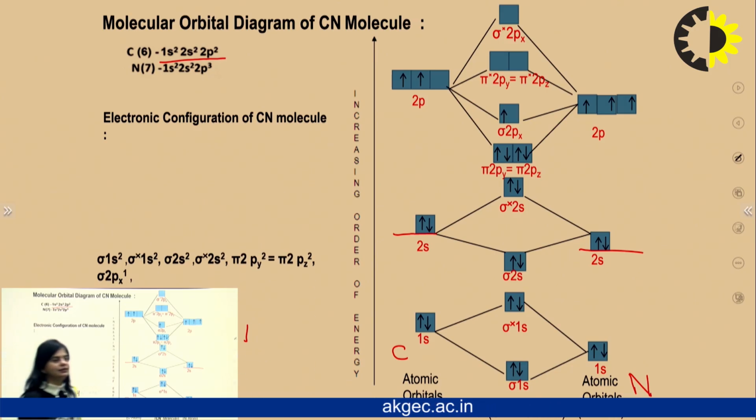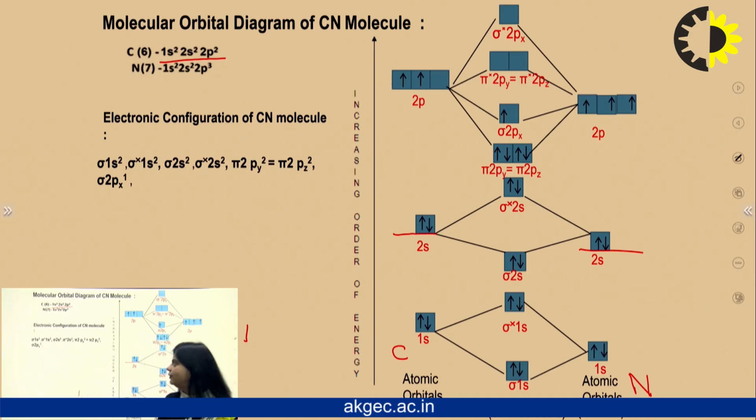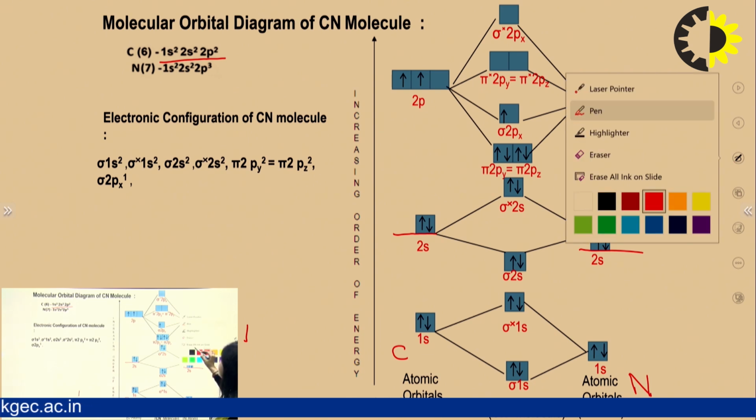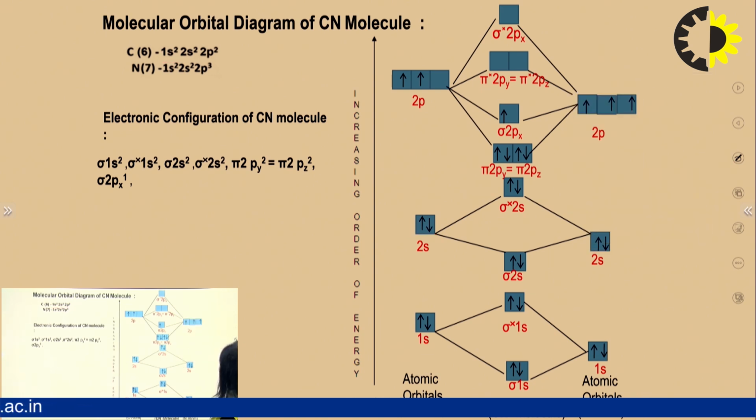So the CN molecule can be written as sigma 1s2, sigma star 1s2, sigma 2s2, sigma star 2s2, pi 2py2 and pi 2pz2, and sigma 2px. So this is the molecular orbital configuration and this is the diagram for the molecular orbitals.